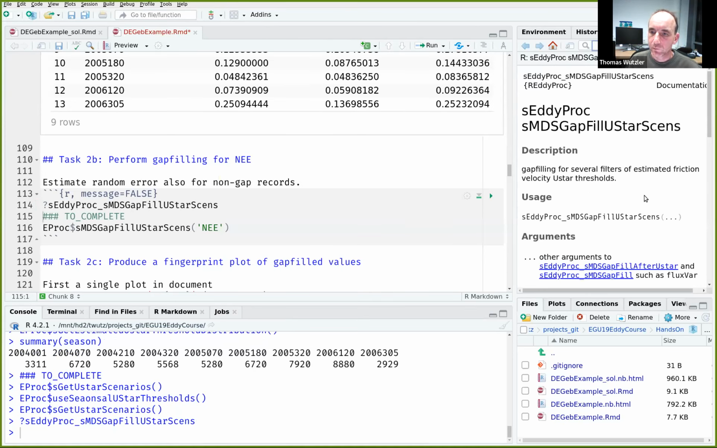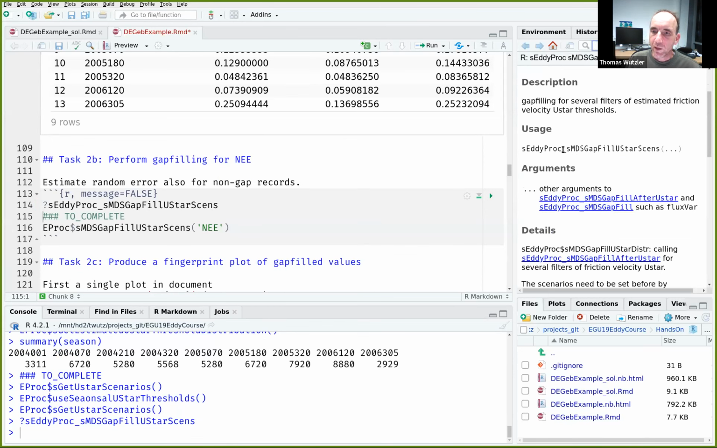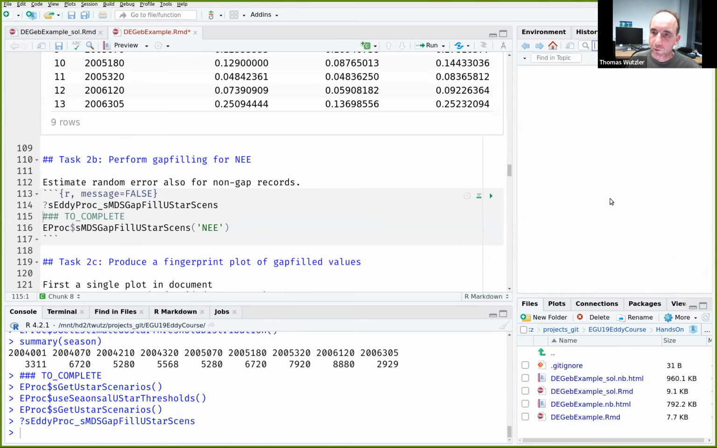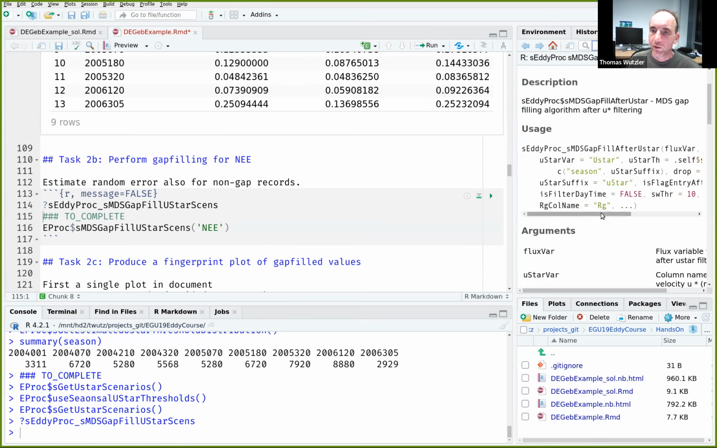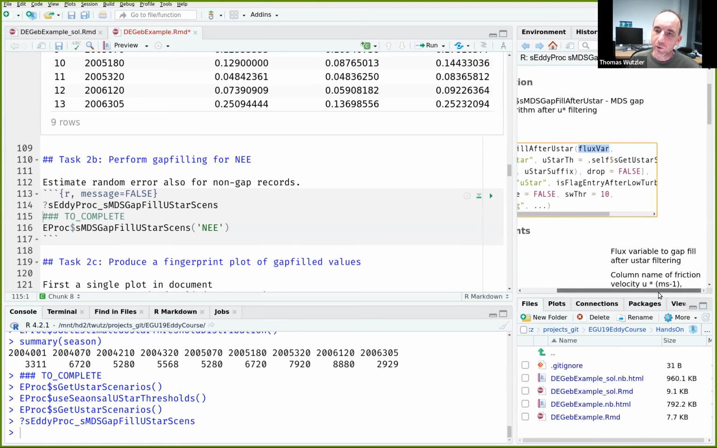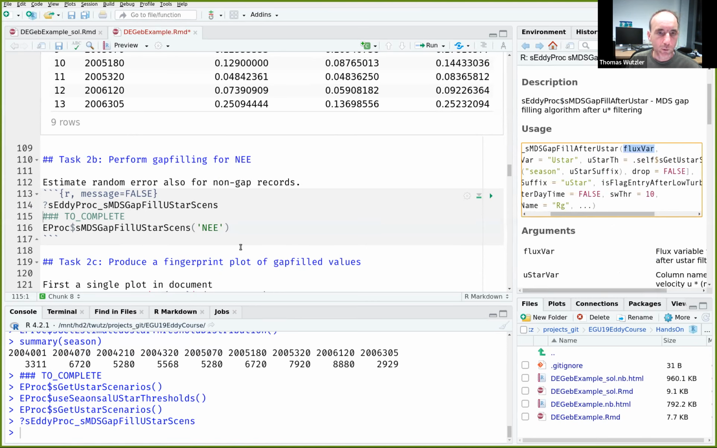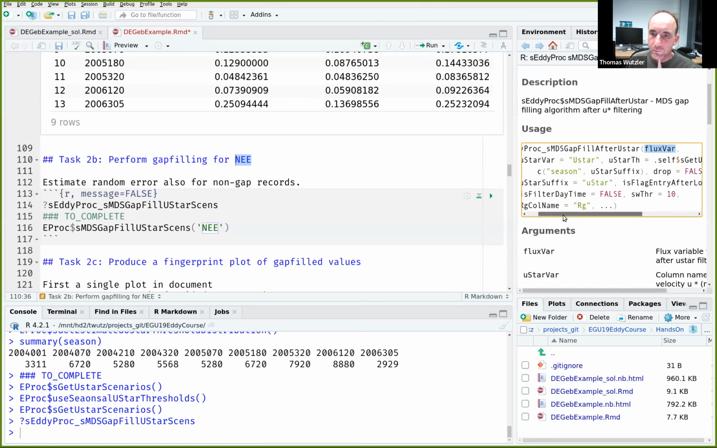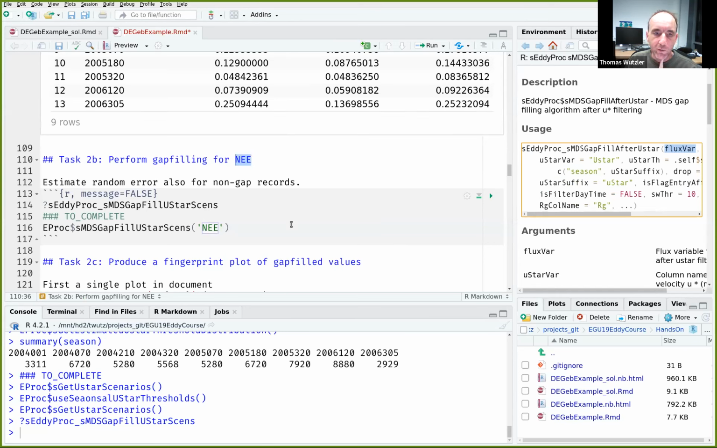Bring up the help again. So this help actually refers to other arguments of the function. The first variables are usually the most important. And the first one, which has no default here, is FluxVar, the flux variable to be gap filled. And we are asked to fill NEE. We could also fill temperature or other things, but we want to fill NEE. And the other things we leave at default. Actually, we do one more.